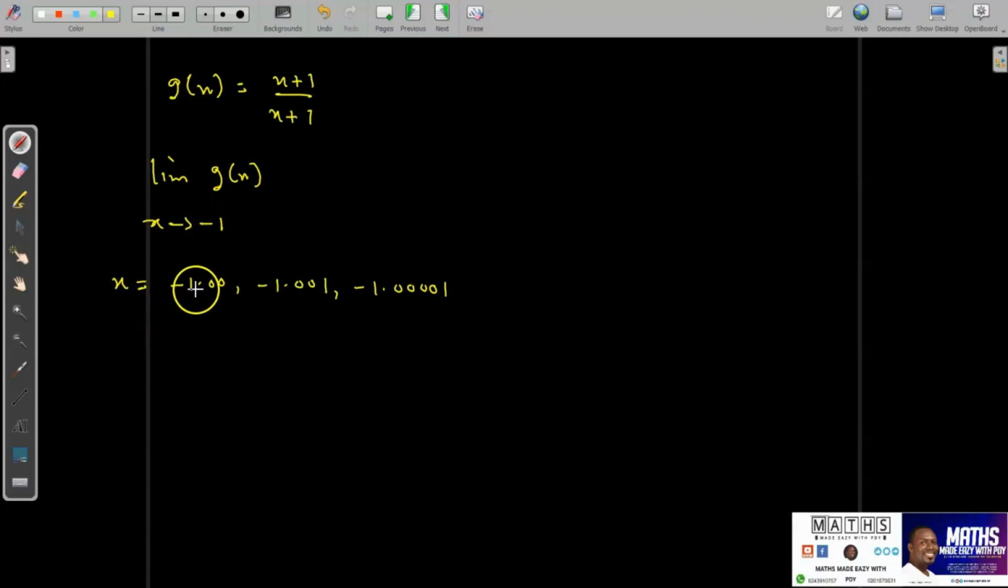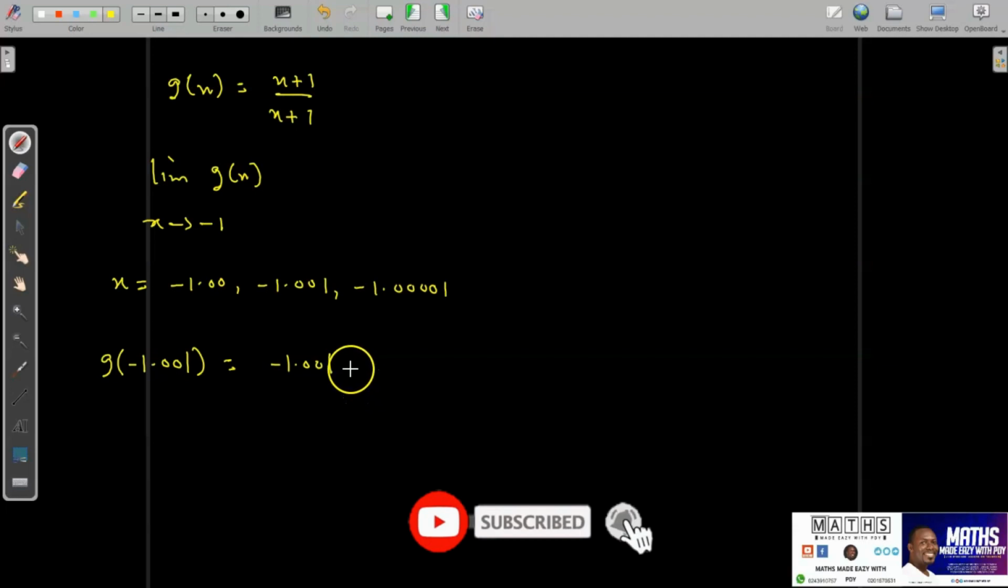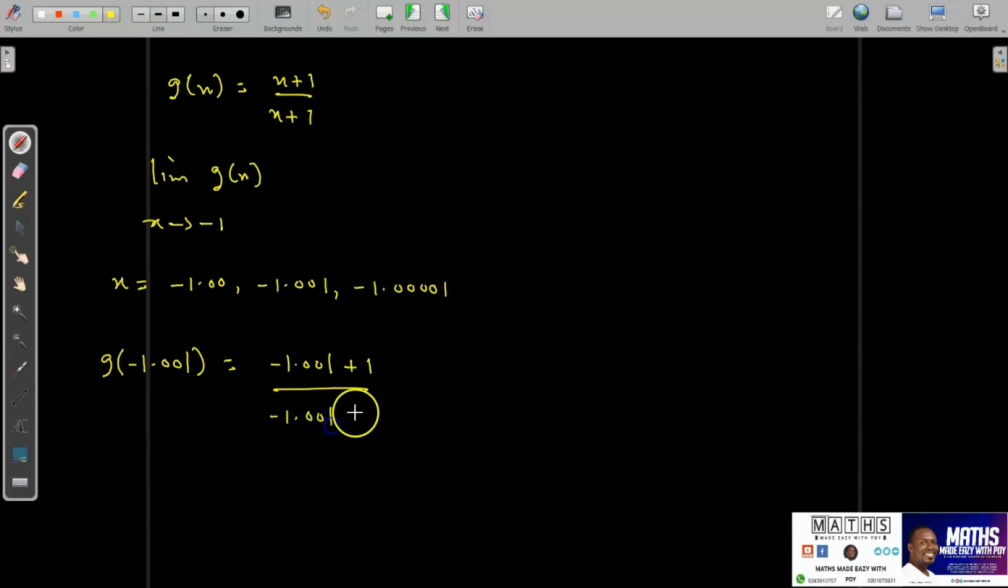So let us look at something. If this time x is negative 1.00, or negative 1.001, let's substitute it. Please get your calculator ready because we are doing it together. If x is negative 1.001, then we have negative 1.001 plus 1 all over negative 1.001 plus 1. Please operate this on your calculator for me and tell me the answer. The answer is 1.